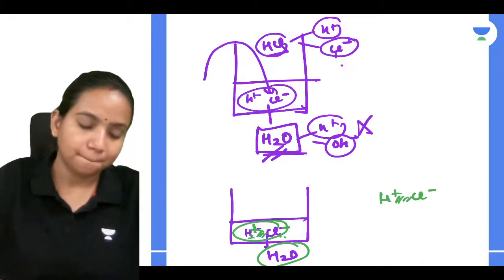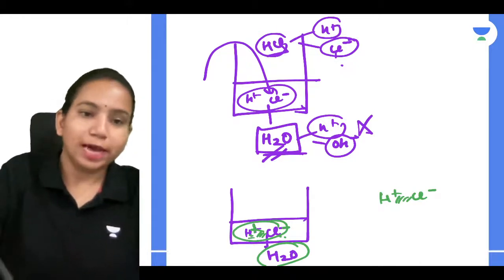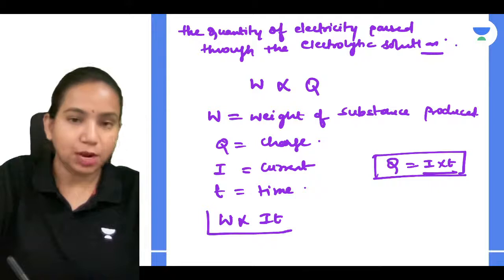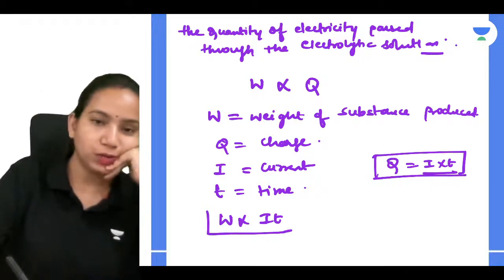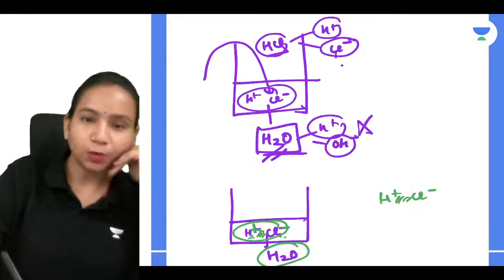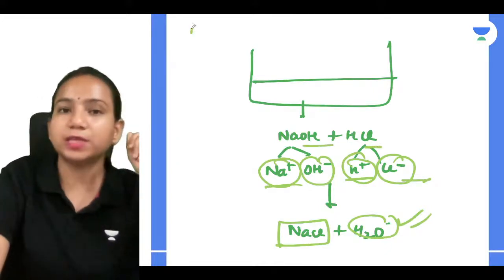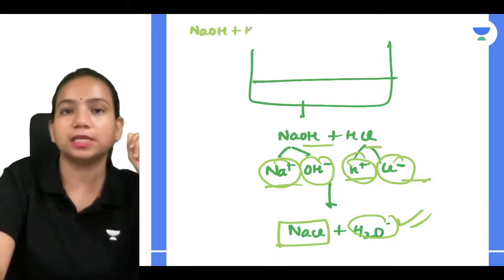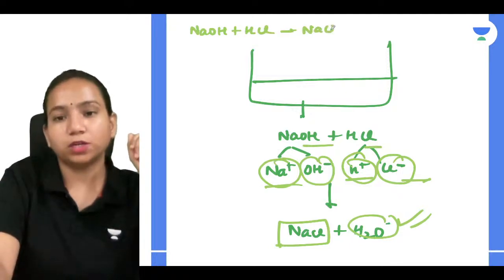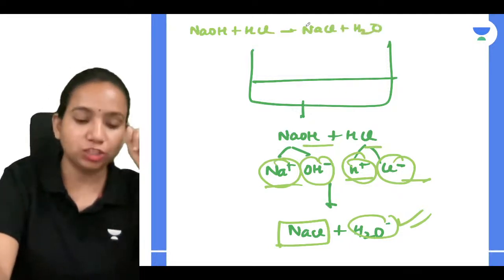Yeah? Okay, I hope you got the clarity about it. Now understood? Very good. It's very simple: because they have other ions, they combine and lose their characteristics, and that's why the reaction occurs. NaOH plus HCl gives NaCl plus water, because they interchange their ions.